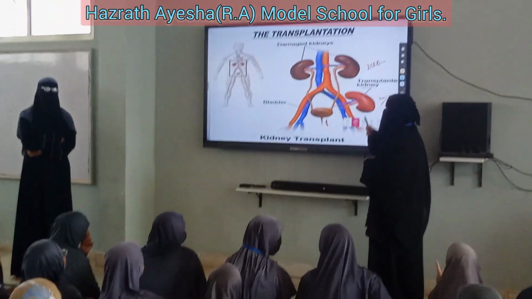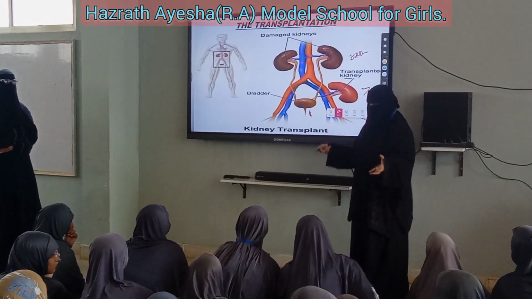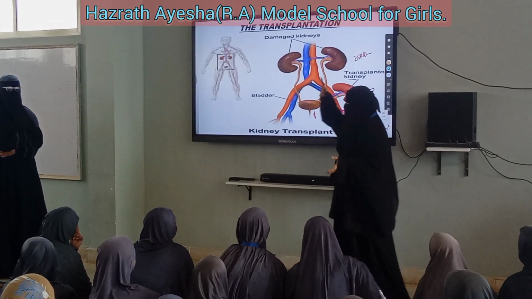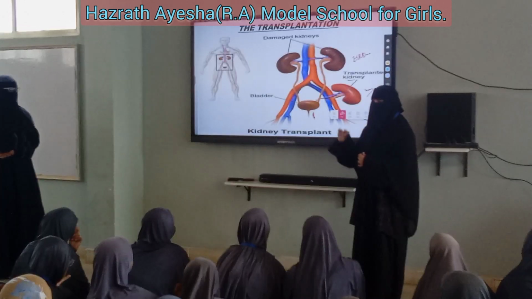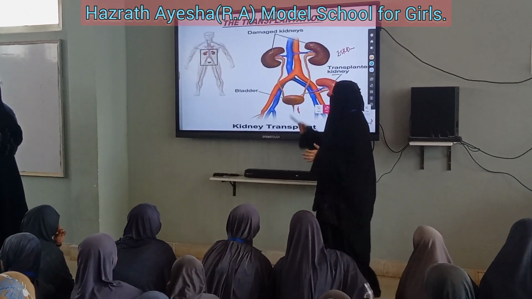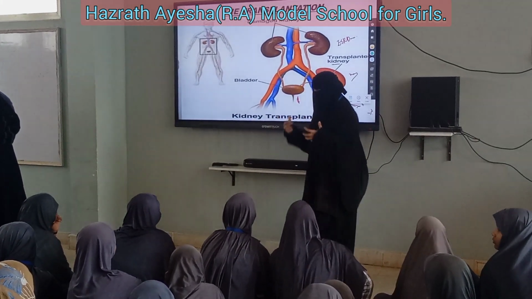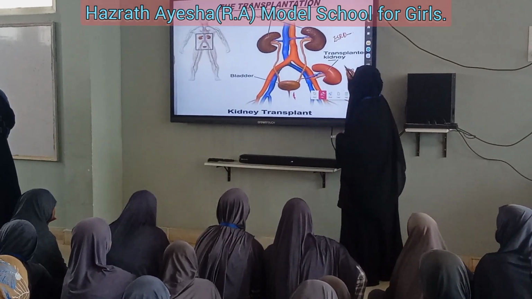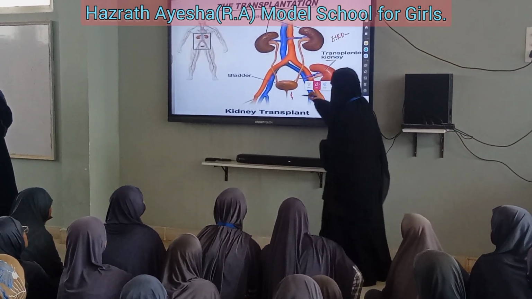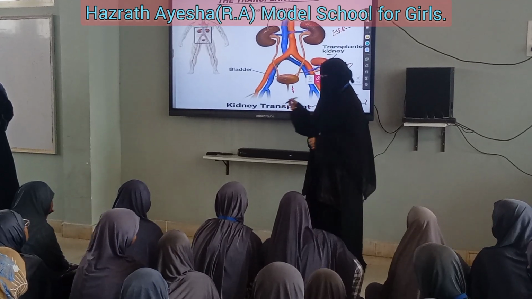Now you may have a doubt, why are these damaged kidneys left over here? Because these damaged kidneys are connected with a huge number of blood capillaries. So these damaged kidneys are usually left in our body and the transplanted kidney is directly connected to the bladder.